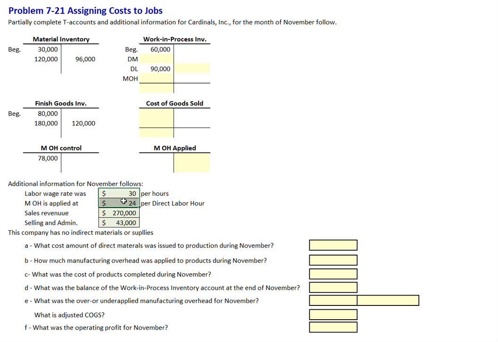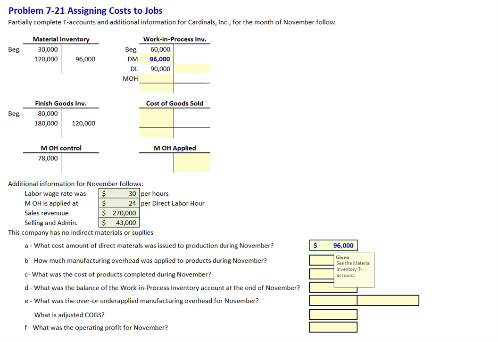Then we're given some information regarding our labor wage rate, our manufacturing overhead or predetermined overhead rate, sales revenue, and some selling and admin costs. The first thing we're asked to do is, what is the cost of direct materials issued to production during November? Materials issued to production would have come out of raw materials inventory, and they go into work in process as direct material. So the answer to that first question is the $96,000.